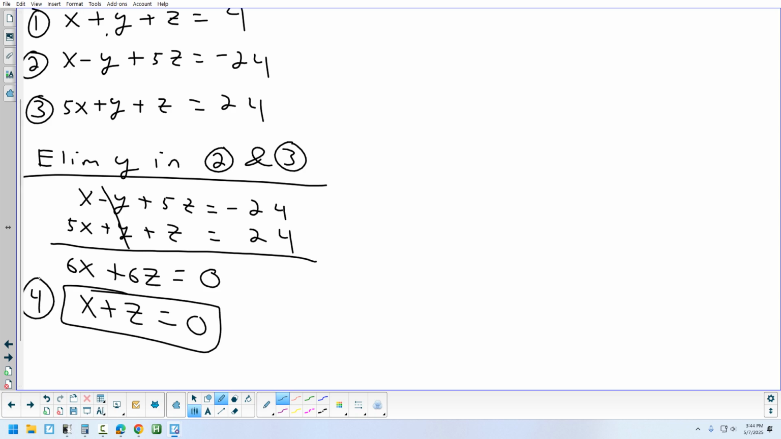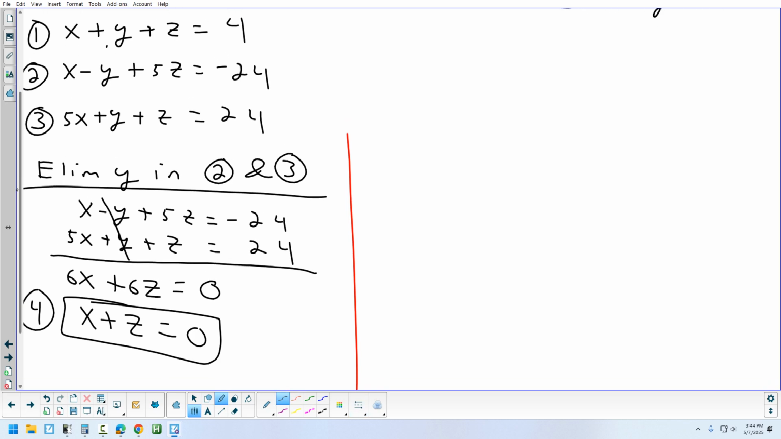So there's a new equation. Let's call that equation 4. Now we've got to eliminate the same letter again, but you can't use 2 and 3. So pick 2 different equations to eliminate y? 1 and 2.